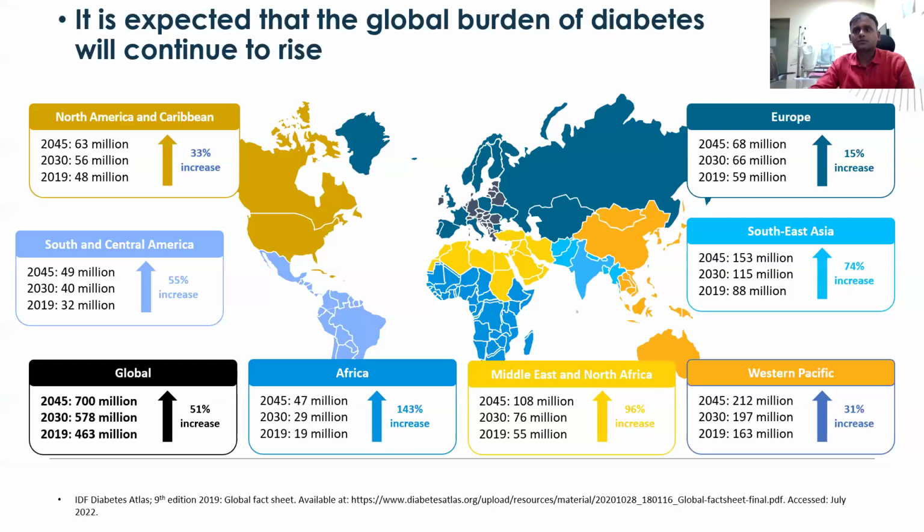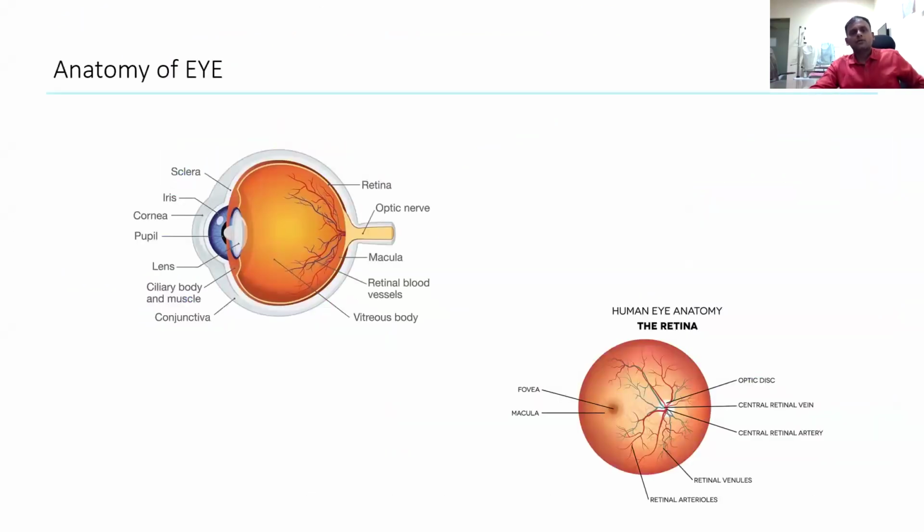So as we now know, it is expected that the global burden of diabetes will continue to rise, with India being the diabetic capital of the world, and soon going to be the diabetic retinopathy capital of the world also. Diabetic retinopathy is a significant cause of concern as a cause of preventable blindness. Moving forward, first we will see the anatomy of the eye.